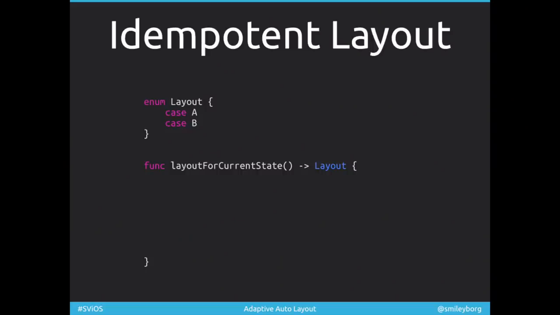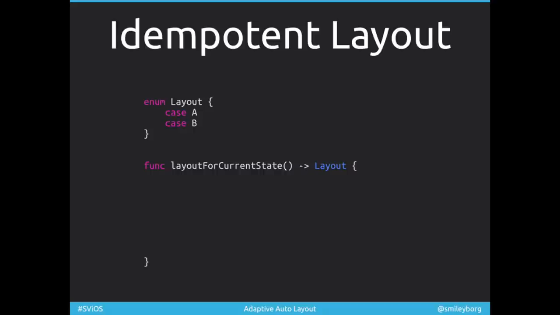So, with that, how does that apply to layout code? Well, I'd like to propose that you write your layout code in an idempotent fashion in order to help yourself reason about it and produce better bug-free layout code. So let's walk through an example of how that would look. So first of all, we'll have, let's say, two different layouts here. We'll have an enum, layout A and layout B, and we want to write a quick helper function that returns the current layout that we're in based on some state.